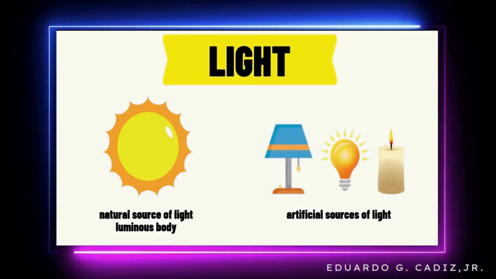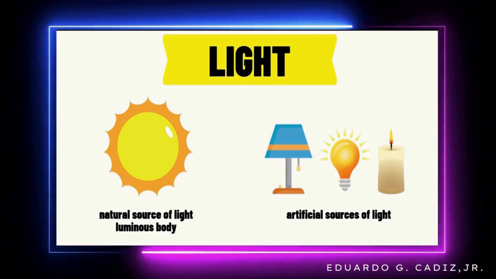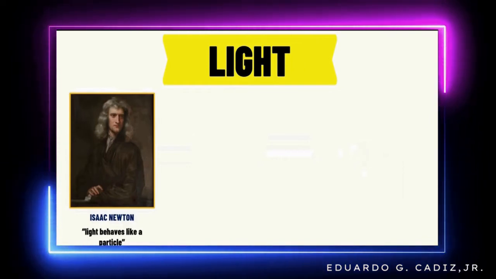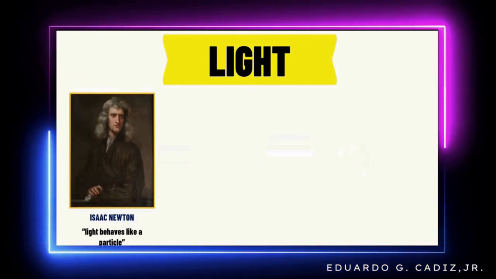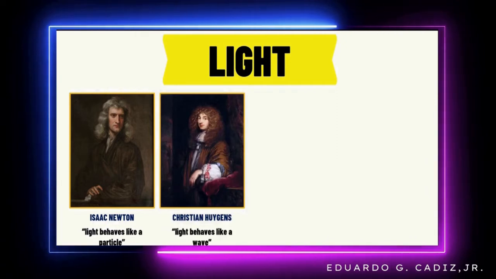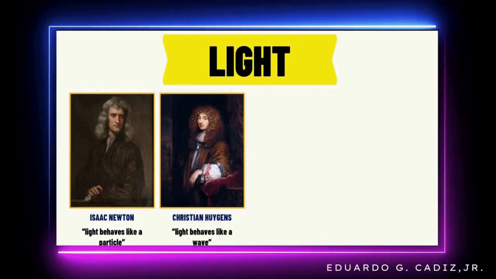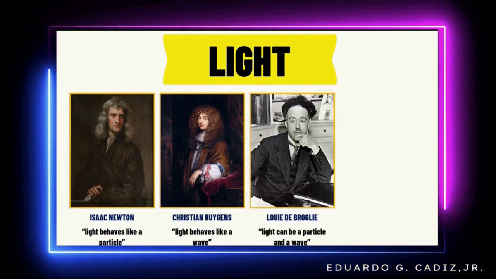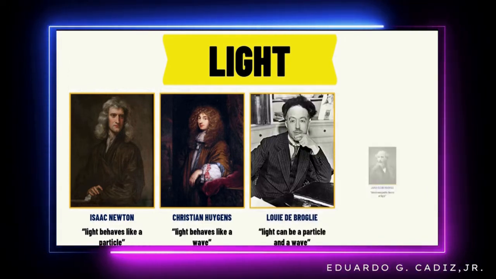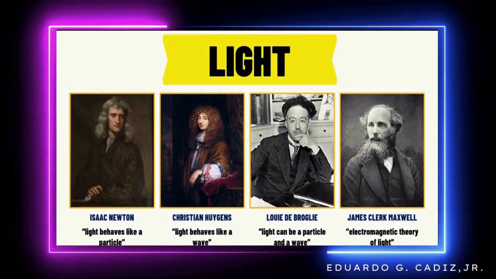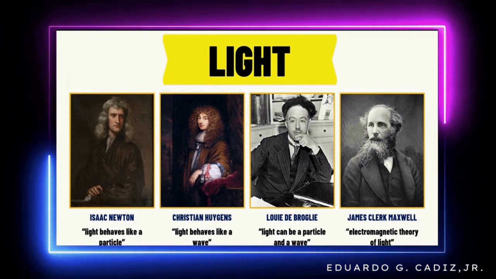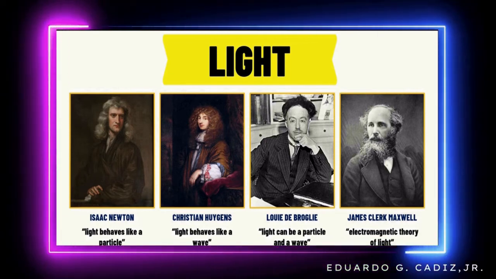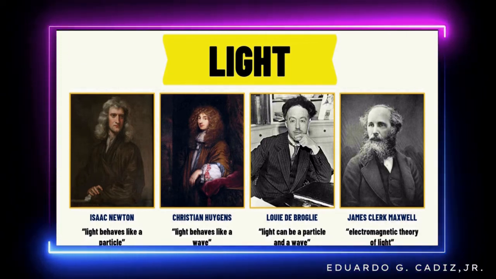Different scientists spent a lot of time in understanding how light behaves. This includes Isaac Newton, who believed that light behaves like particles. Christian Huygens believed that light behaves like a wave. Louis de Broglie believed that light can be a particle and a wave. And James Clerk Maxwell proposed the electromagnetic theory of light, among others. Their combined investigations enabled us to understand the behavior of light even better.